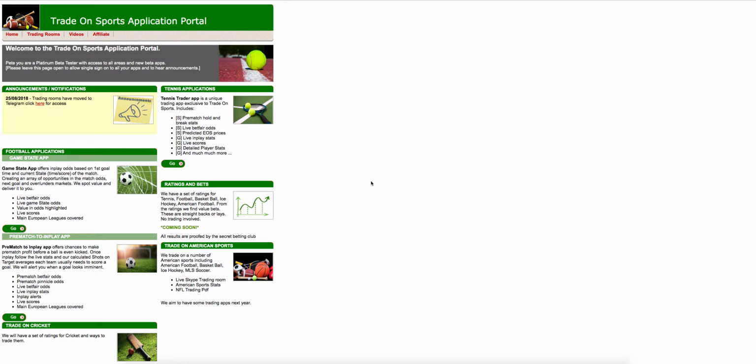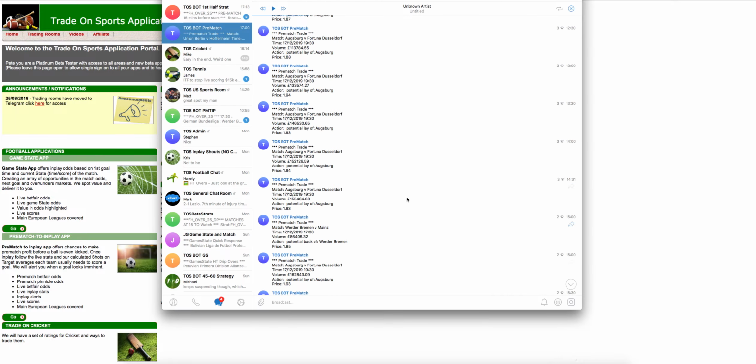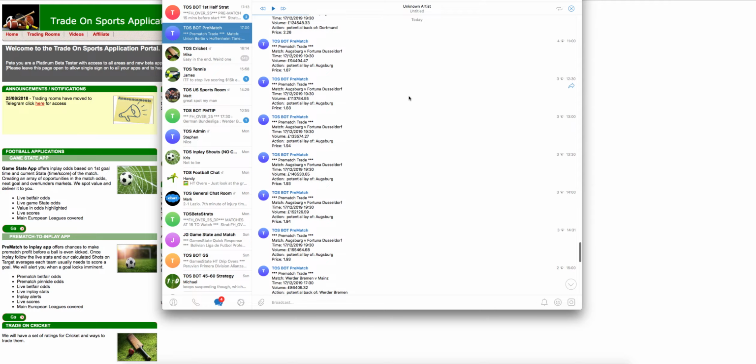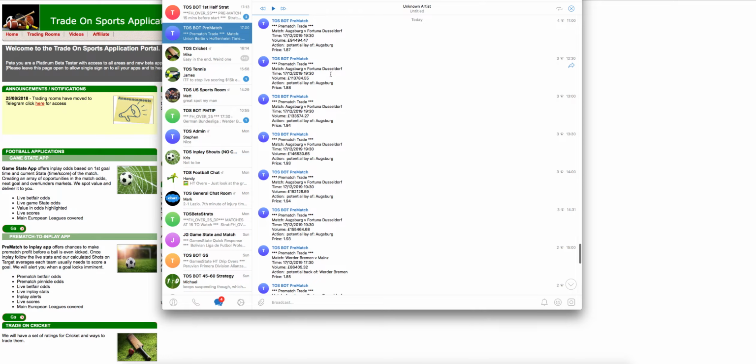I just want to show you a new feature of the Pre-Match to Win Play app. This is available for Trade on Sports Platinum members and Football Gold members. Basically, the application sends an alert to a Telegram room. So let's just have a look at today, for example.